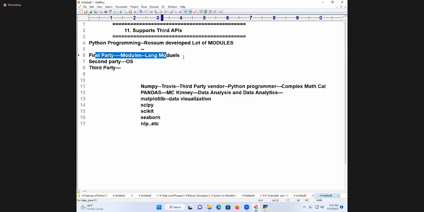First party is always language related. Second party is always underlying OS related libraries. Third parties are IDEs, databases, and these kinds of extra modules. There is no fourth party or fifth party like political parties. No such parties are available.